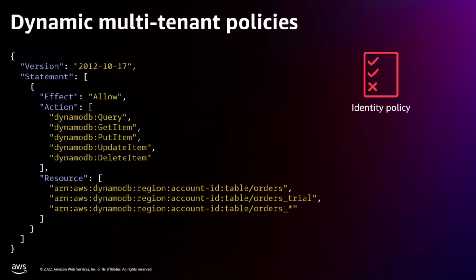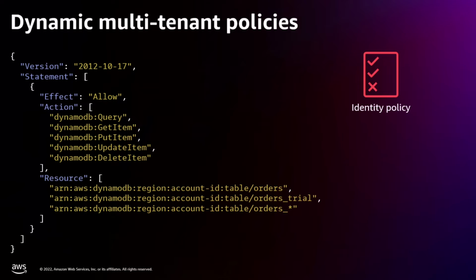Let's take a look at what these policies look like here. So here would be the identity policy. So this would be the policy for your microservice. So here we're saying we're going to allow read and write and update and delete, all the CRUD methods on DynamoDB for the different tables that our order service has to worry about.